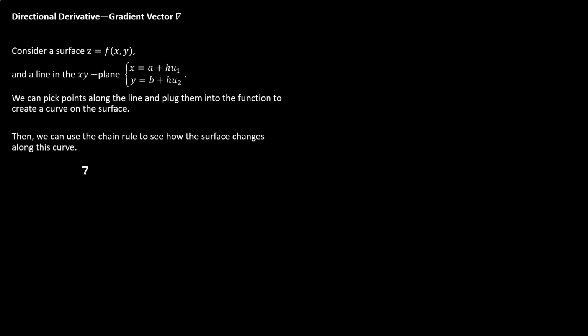So essentially, z would look like a function of h. u1 and u2 would come from the components of the vector that's parallel to the line we're using. In other words, there's some vector u that has components u1 and u2 that we used to generate that line. So in this case, they would just be a constant. The only thing that's changing is the h value.